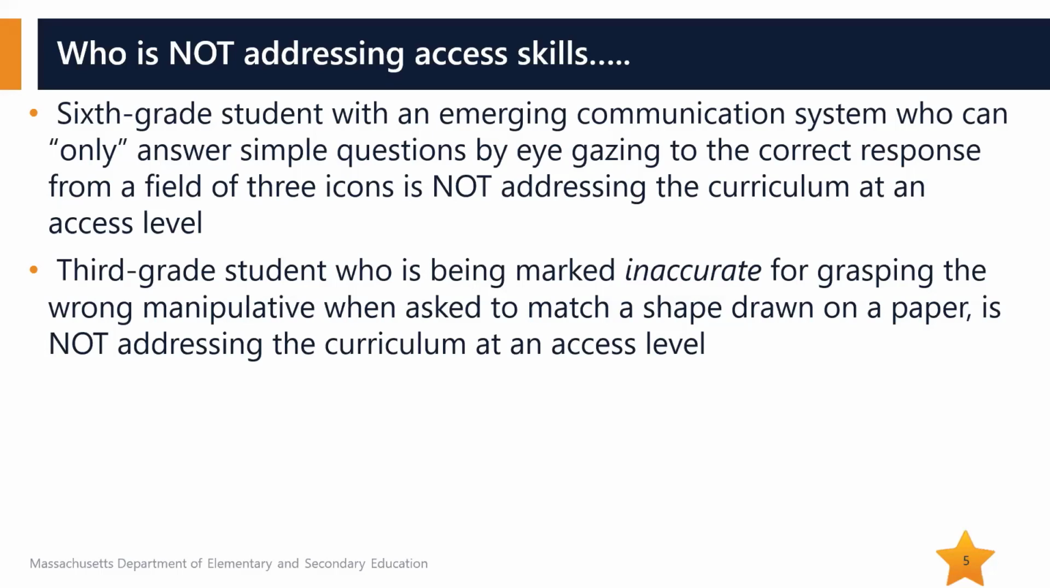But let's take a look at this 3rd grade student. Anyway, a 3rd grade student who's being marked inaccurate for grasping the wrong manipulative when asked to match a shape on a piece of paper is also not addressing the curriculum at access level. You have to look at what the teacher's testing, what makes the student right or wrong. So from this brief description, it appears the answer was marked wrong because the student was selecting the shape that doesn't match. That's an entry point. Match two shapes from different materials.